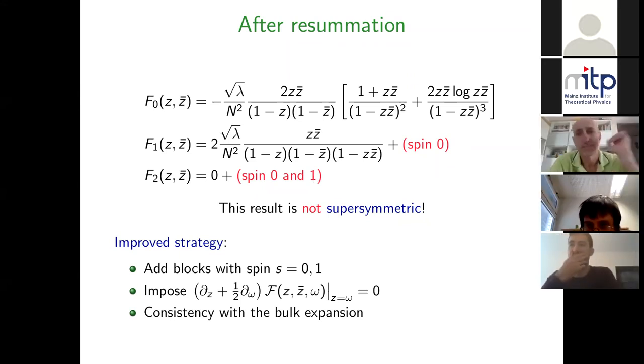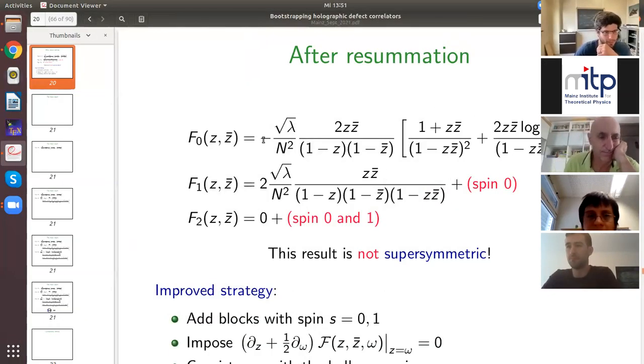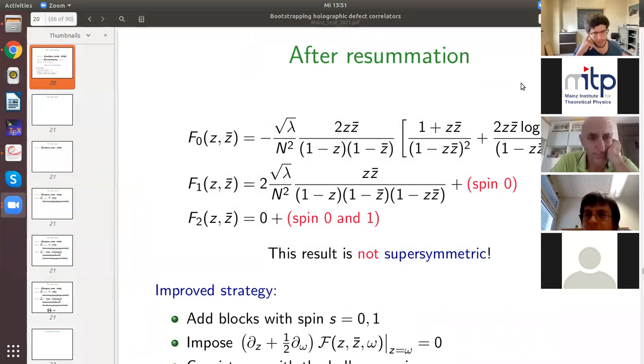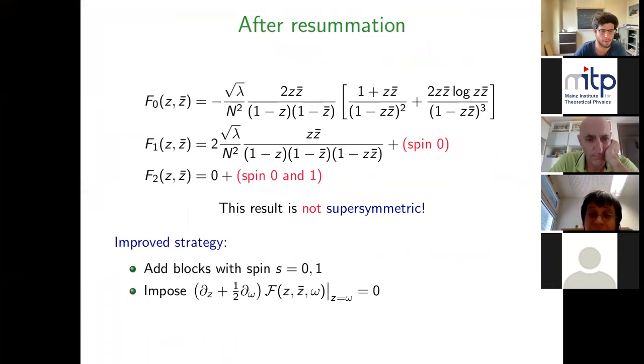Carlo? Yes. Hi, Pedro. Thanks. But can you remind me? So you agree that if you know F0, then F1 and F2 are always fixed by Ward identities? Yeah, that's an important comment by Carlo. And maybe you're right, and maybe that's what we did.